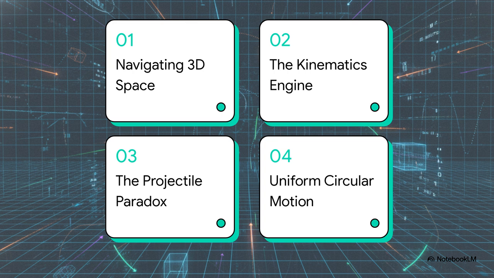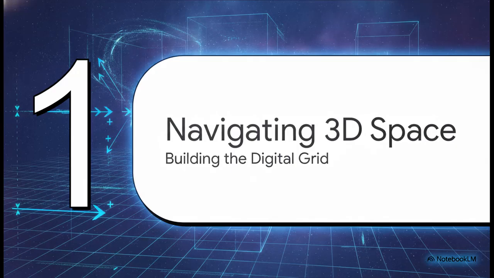First up, navigating 3D space. Then, we boot up the kinematics engine. Third, we'll tackle the projectile paradox. And finally, we'll bend the rules with uniform circular motion. Let's get right into it. Section 1. Navigating 3D space.